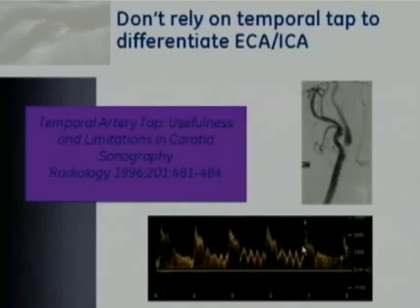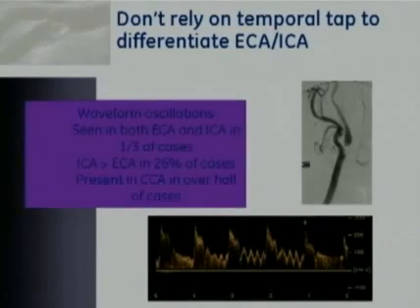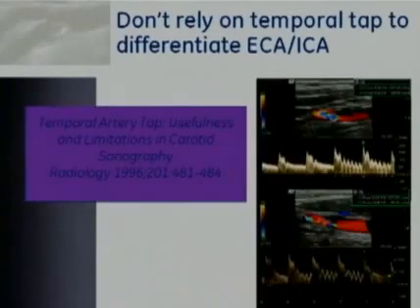There was a study that was published in Radiology way back in 1996, and what they found is that the oscillations could actually be seen in the external and the internal carotid arteries in up to 1/3 of cases. And in fact, in about 1/3 of those, the oscillations were greater in the ICA versus the ECA, and present in the common carotid artery in over half of cases. So this is an unreliable way to differentiate between the internal and external.